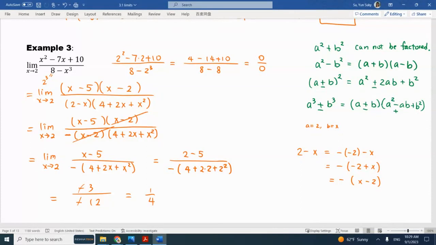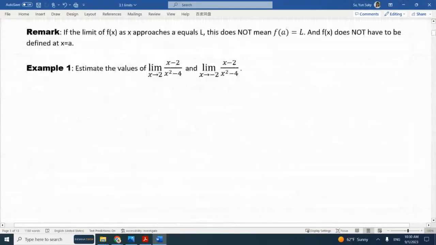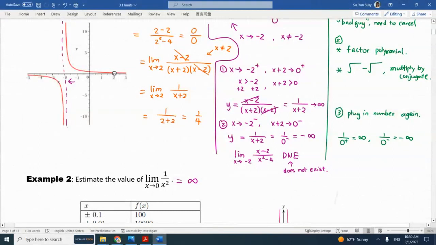So I would say 3 steps. Step 1, you plug in the number and you get 0 over 0. Then you factor the numerator and denominator, and cancel the bad guy. And after you cancel the bad guy, you can then plug in the number again. Okay, everybody? Do you still remember the steps? Okay, I think this is the first page. Yes, these are the steps. Do you still have the steps with you? Okay, good. All right. Let's keep going.